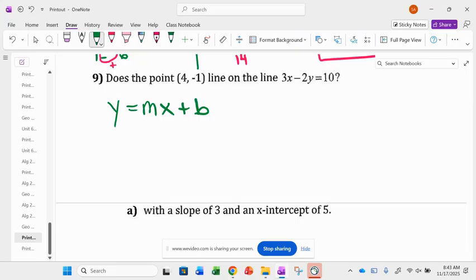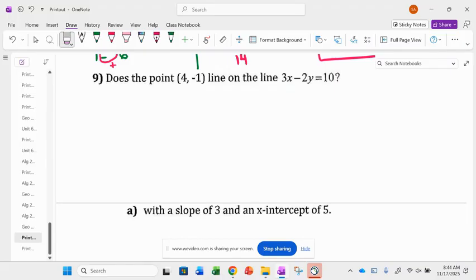Why am I bringing this up? Because in this next problem, I'm asking you, does the point 4, -1 exist on this line? Now, this is an equation of a line. Is it in slope-intercept form? No. If we wanted to, could we put it in slope-intercept form? Sure, but we don't have to. If it's going to be a point on the line, we're going to plug in 4 for x, we'll plug in -1 for y, and if the left side equals the right side, then it's a true statement. If the left side doesn't equal the right side, then it's not a true statement, and this point is not on the line.